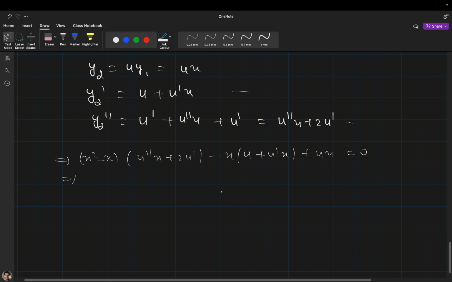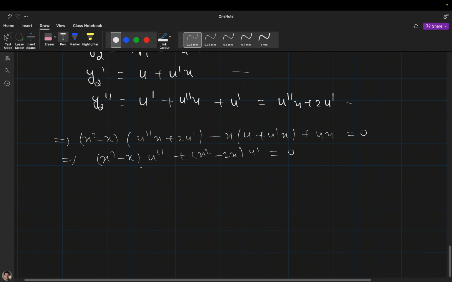Okay, so what I will do is separate y double dash like this. You can see that I can write (x² − x) u double dash plus (x² − 2x) u single dash, and other terms will be cancelled out.